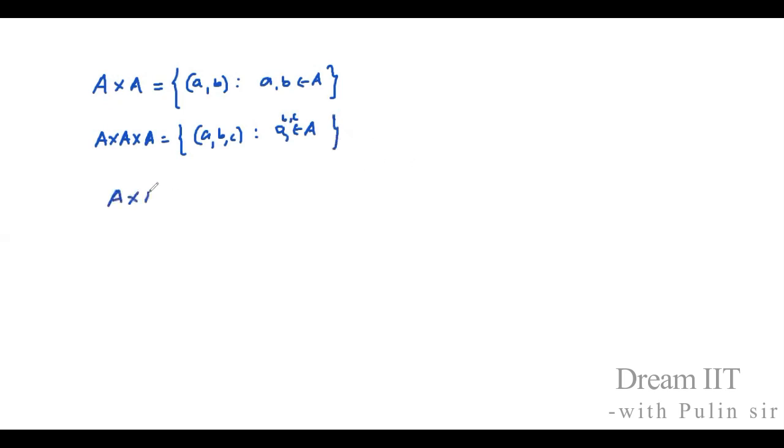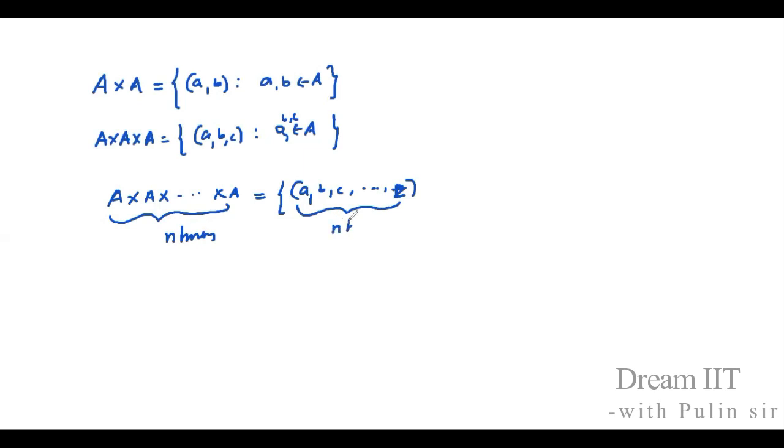Similarly, if I do this for n number of times, then this will be giving you what? Again an ordered n tuple. Say a, b, c, d, up to the last one, some letter z. It is n times. Then all these a, b, c, d, etc. belong to the set A. Right. So this is the way how we write.